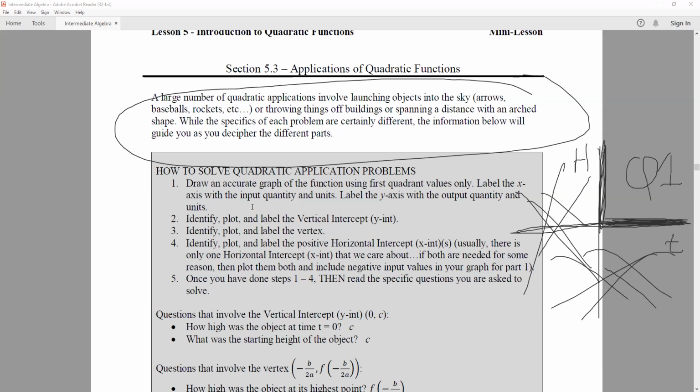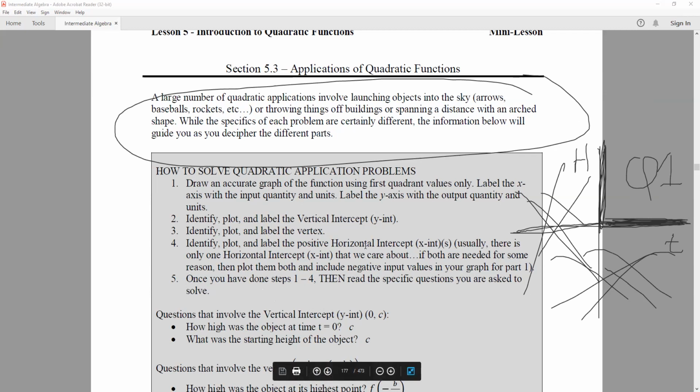All right. Identify, plot, and label the y-intercept or the vertical intercept. Identify, plot, and label your vertex. What about the horizontal intercept? Try to get that as well. And then now look at the specific questions you're going to have.